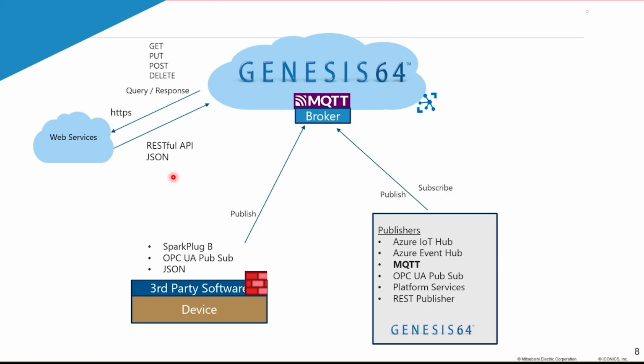So RESTful API is another alternative method apart from MQTT for publishing and receiving data. That's the topic we will discuss in another session. So let's focus on MQTT today.